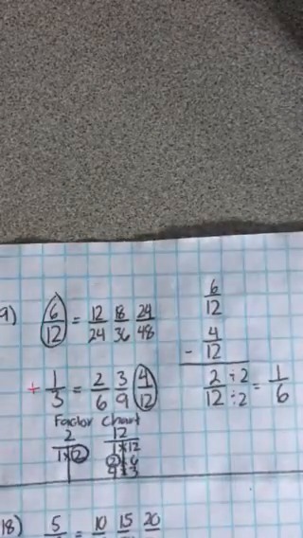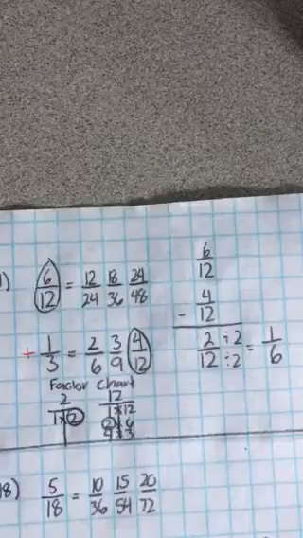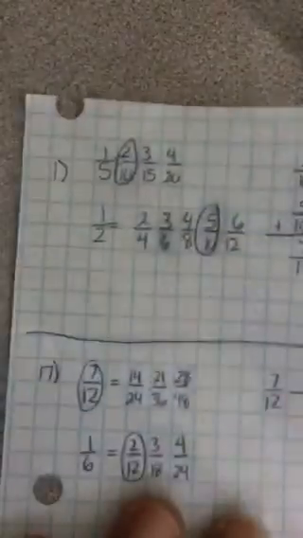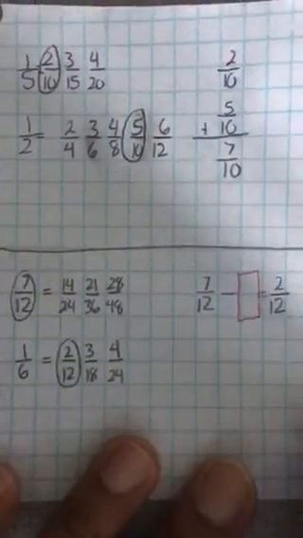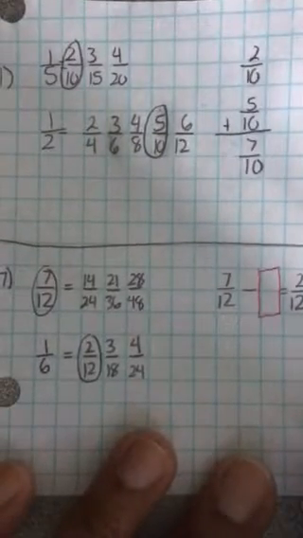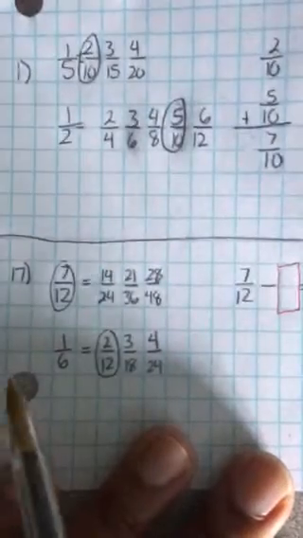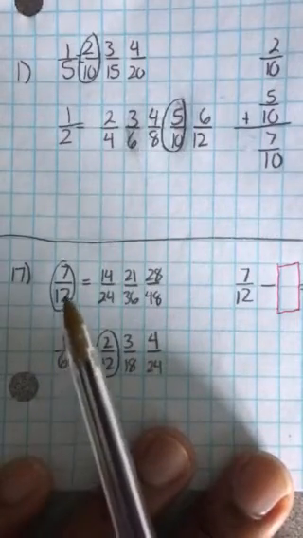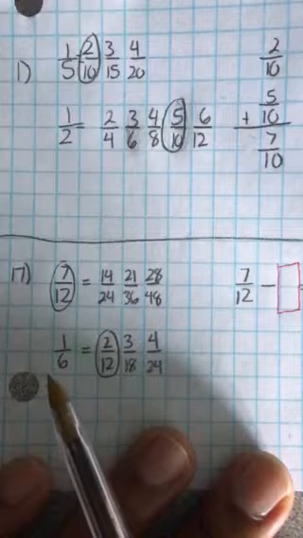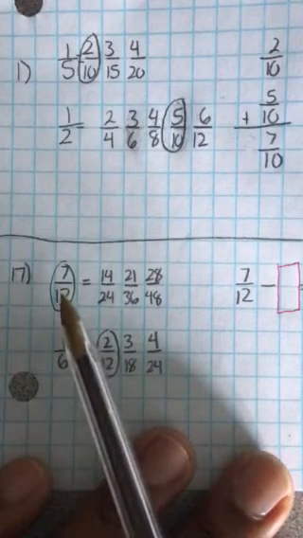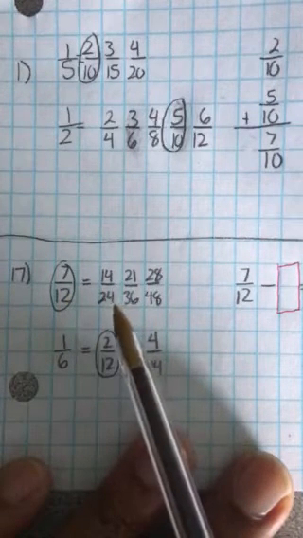Now let's go down to number 17. For number 17, they switch it up on us. We're practicing a little algebra. So what we need to do is find the unknown number. We'll still use our same strategies. Okay, so this is number 17. Again, I want to have a common denominator. So I have a 12 and a 6. I'll create equivalent fractions, do a fraction train.